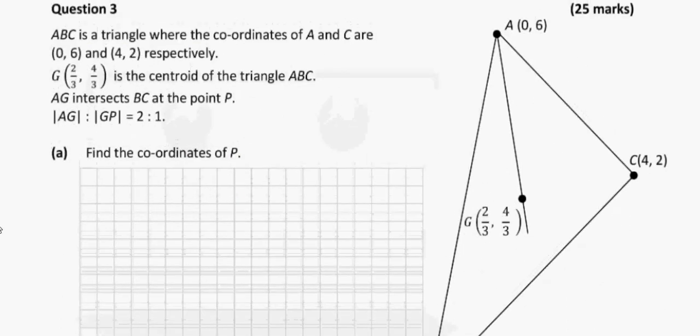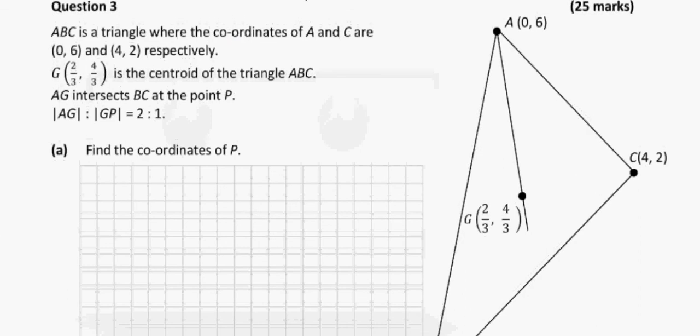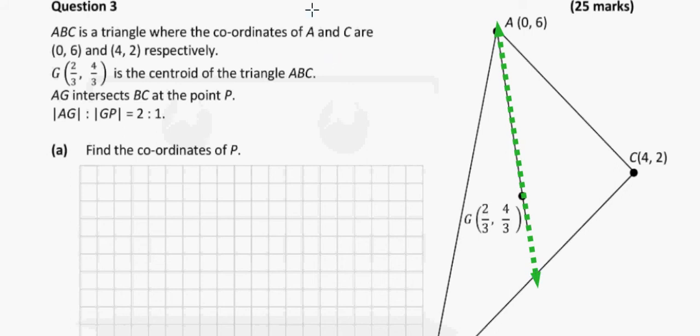So, if I continue down AG, it hits BC at the point P. So is everybody happy that this here is the point P? Yeah. Now, quickest way to do this is it has a ratio of 2:1, doesn't it?